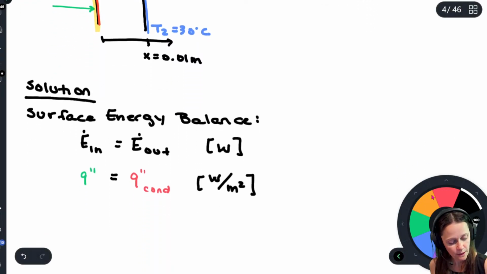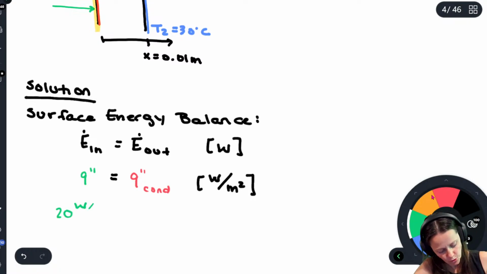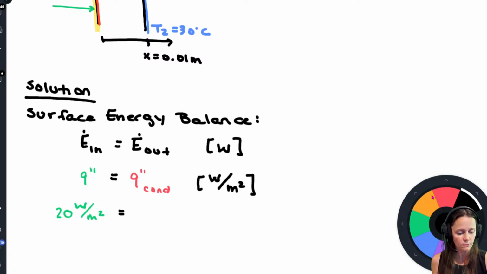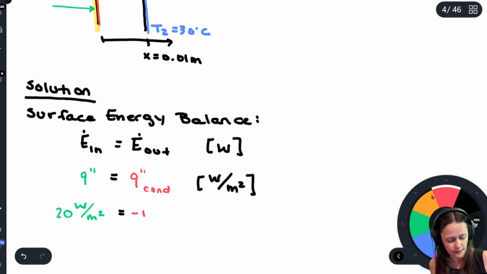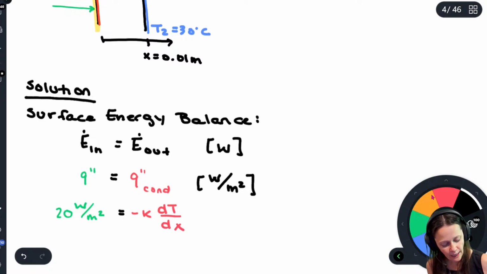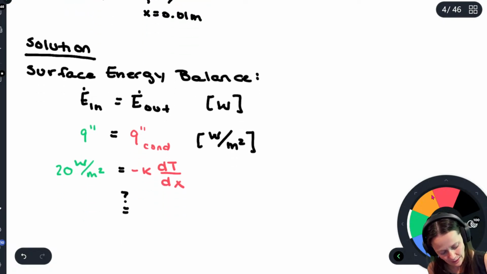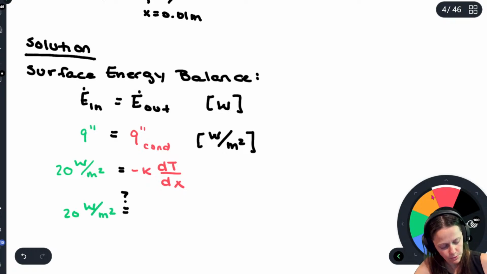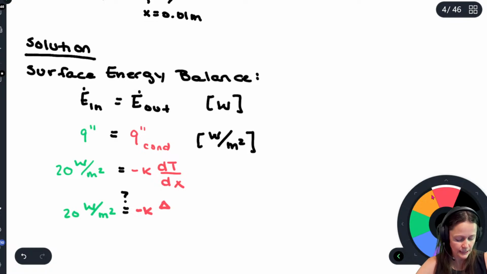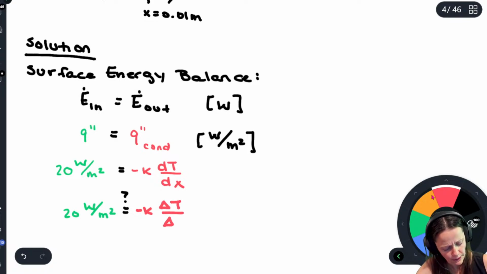And I know this guy is 20 watts per meter squared, and it has to be equal to that Q conduction. And I know by conduction, Fourier's law tells me that this has got to be negative k dT/dx. And so now I have to put kind of a question mark because I'm not really sure if those are equal to one another or not. So I have 20 watts per meter squared is equal to negative k. If it's steady state, that dT/dx is going to be delta T over delta x.